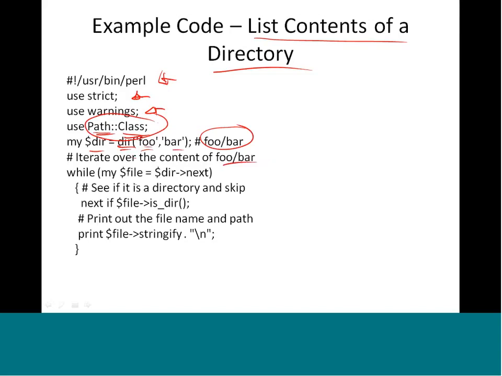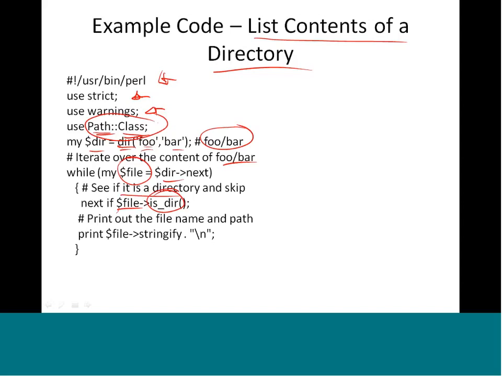Basically we are saying this particular scalar variable is $dir next, the next file. First we check if it is a directory, then we skip. So we do an isdir test on this particular file, and we break the loop and go to the next one if the test becomes true.